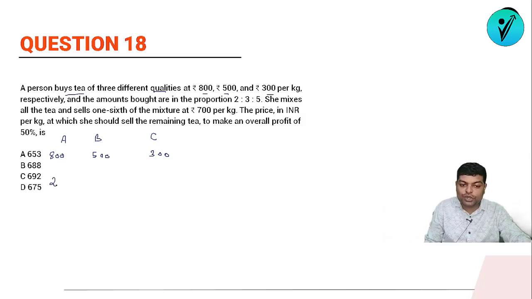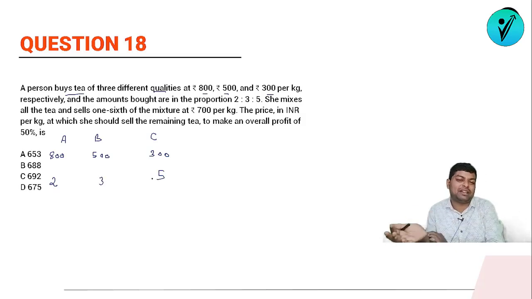So let this be 2 kg, let this be 3 kg and let this be 5 kg. Simply we have to take the proportion, right? If you want, you can even take 2x, 3x and 5x, or you can have any other value.